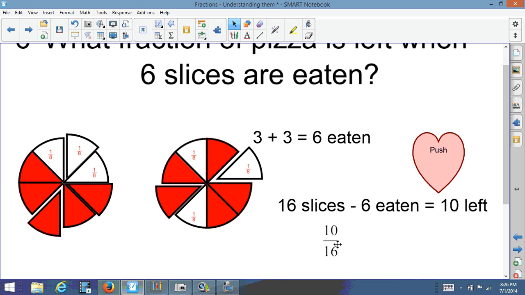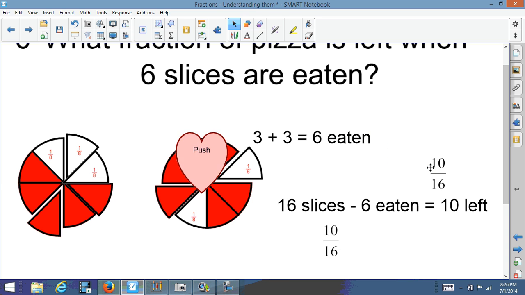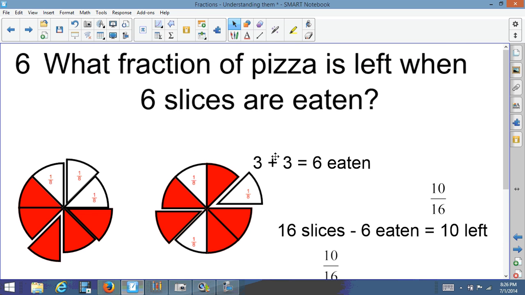So that's a lot of pizza that's still left. 10 to 16. So that's a little bit of subtraction of fractions. We added up the number of slices that were eaten, and we took it away from the total amount of slices, and that gave us what was left.